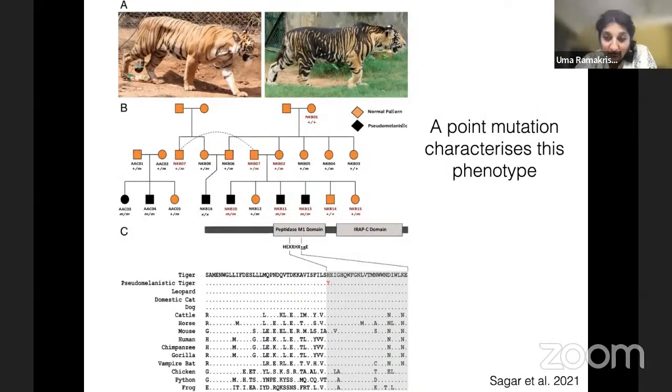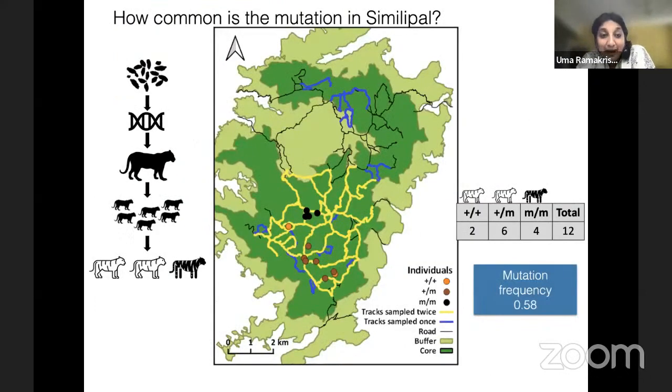So now we found the mutation, but was that what was occurring in Simlipal? This is what is there in the zoo. So we went back to Simlipal and over 2 years, walked the trails, collected fecal samples, and sampled about, I don't remember now, 70 or 80 scats, came back, extracted DNA, identified tigers, genotyped individuals. We were able to genotype 12 individuals in total. And then we looked for the presence or absence of this mutation. And we could get either a homozygous individual, a heterozygous, or a wild type individual.